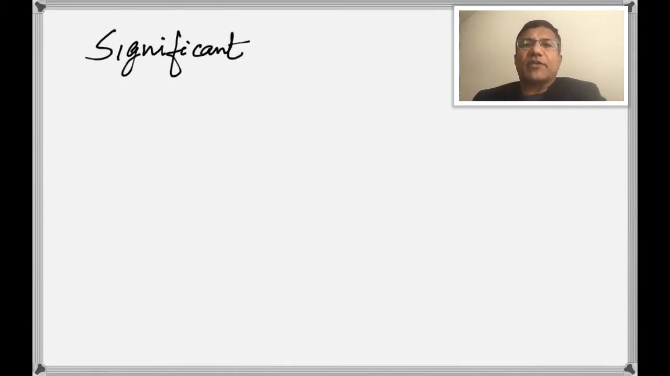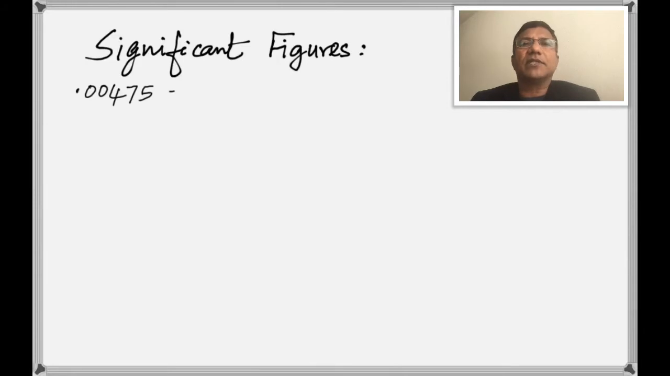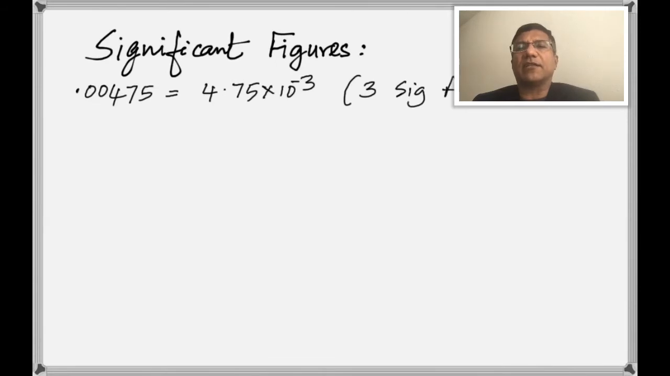Now when we come to significant figures, I'm just going to quickly refresh your memories and tell you that it's very important to write the final answer in the proper number of significant figures. And the best way to do it is converting a number into its scientific notation. So if you have 0.00475, in the scientific notation it becomes 4.75 times 10 to the negative 3, which clearly shows that there are 3 significant figures, 1, 2, and 3.